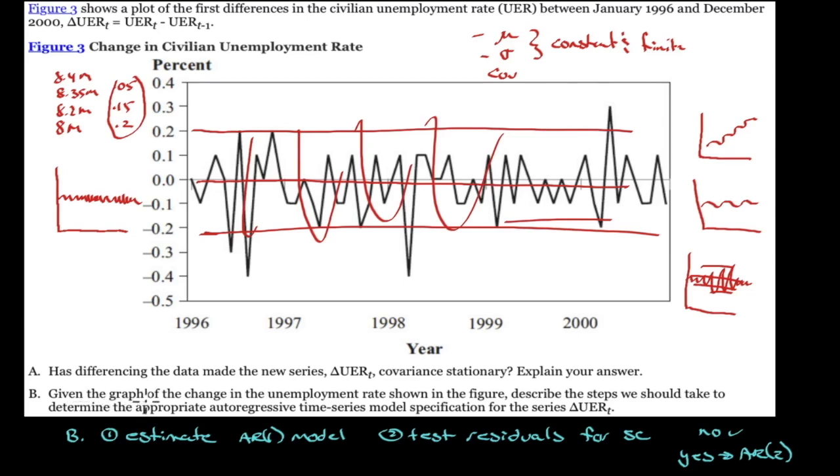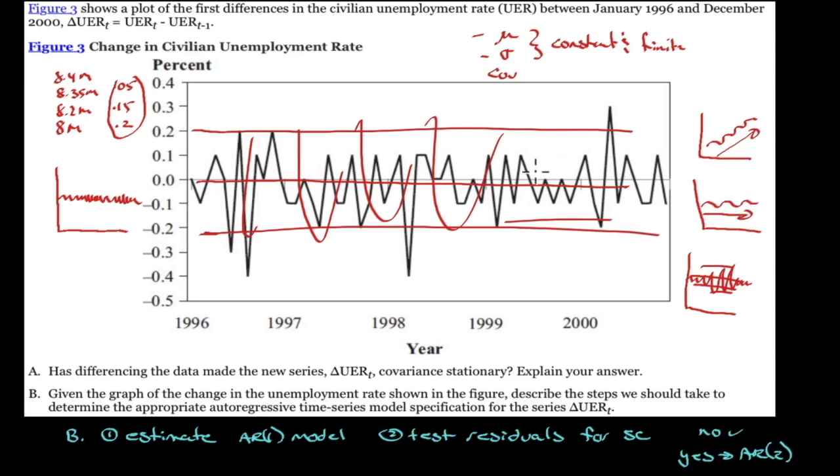B, given the graph of the change in the unemployment rate shown in the figure, describe the steps we should take to determine the appropriate autoregressive time series model specification for this series. So whenever we have our data, the first thing we want to do is look at a graph of it and ask ourselves, what do we see? Which of these kinds of variations do we see? We want to see something that looks like this. If we have something that looks like this over here, we might take first differences and see if we can transform it into something that looks like this.